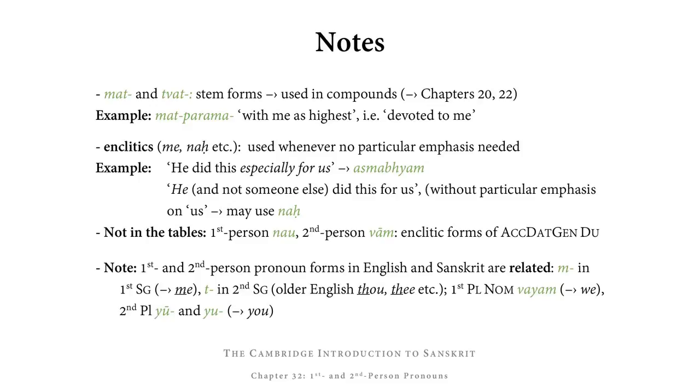Then the first person plural nominative form, vayam, consists of vay plus am. We find this am added to a number of pronouns. Vay is the pre-vocalic alternative form for vai, which is very similar to English we. And then finally, the stems that we find used in the second person plural forms, so yuyam and yusmad, are related to the English word you.